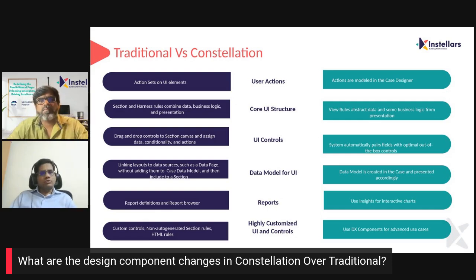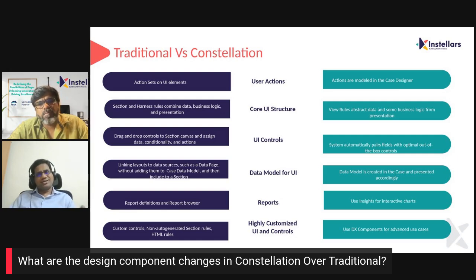Next is reports. Normally, we use report definitions and the report browser for generating reports in the traditional way. Whereas in Constellation, we use insights. Insights is mainly for interactive charts and all. The advantage of using insights is that it provides a more interactive and modern way of displaying and exploring data. So this is a big difference from a reports point of view. Next is highly customizable UI controls, right?